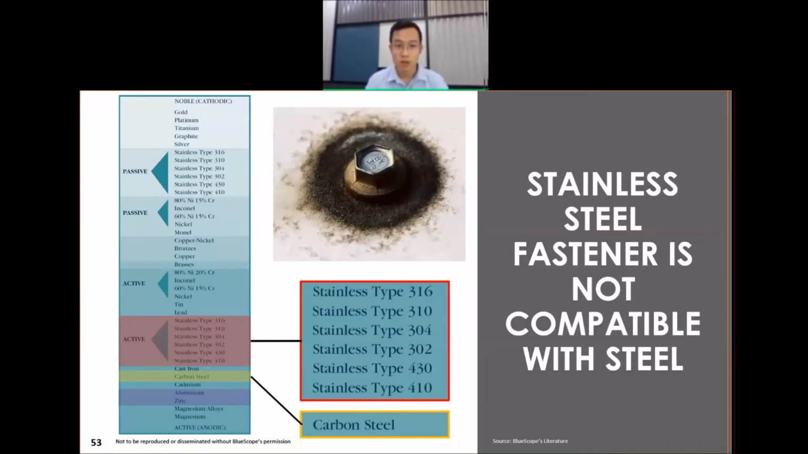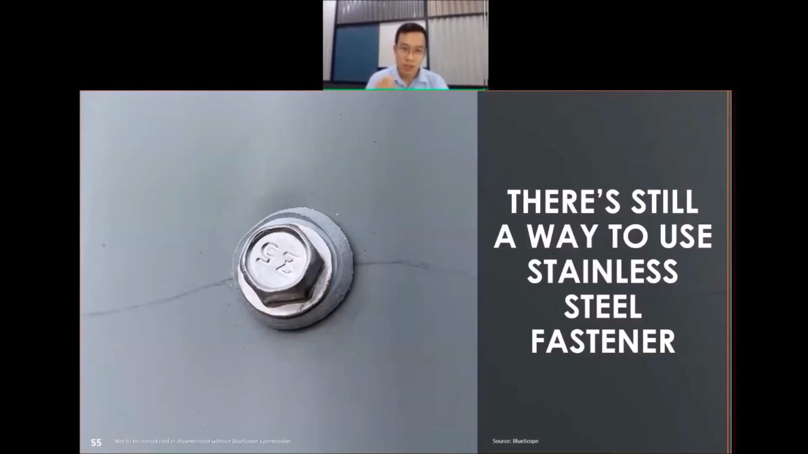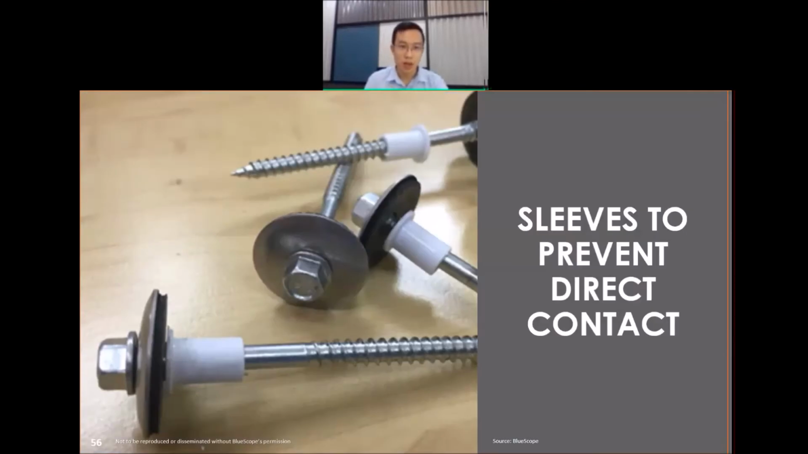So this is another closer look in another experiment, and you can see the fastener is still in good condition, but it has already affected the cladding that is painted around it, where you get to see some blistering and so on. But there's actually a caveat. There's still a way to actually use stainless steel fasteners on top of steel cladding, but it's not a really common solution.